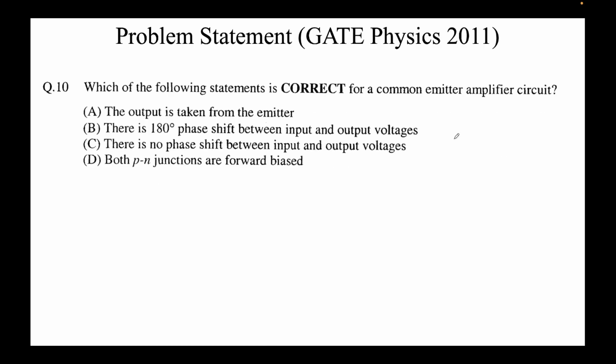Right, so I just touched upon the BJTs over here. So this is a question from like 10-12 years ago. The question asks, which of the following statements is correct for a common emitter amplifier circuit?